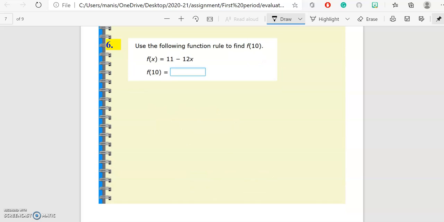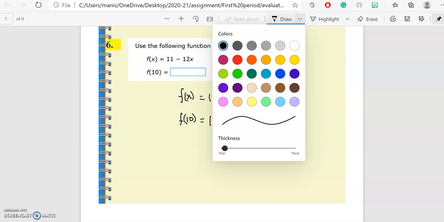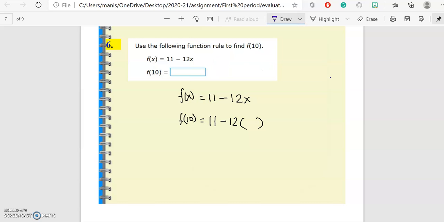Use the following function rule to find f of 10. Now I've been given the function rule: f of x is equal to 11 minus 12x. What I have been asked is to find the value of f of 10. So I'll write it over here. Now I will go back and check what the value of x is. Value of x is 10. So instead of x, I will write 10. So my answer is 11 minus 12 times 10, which is 120.